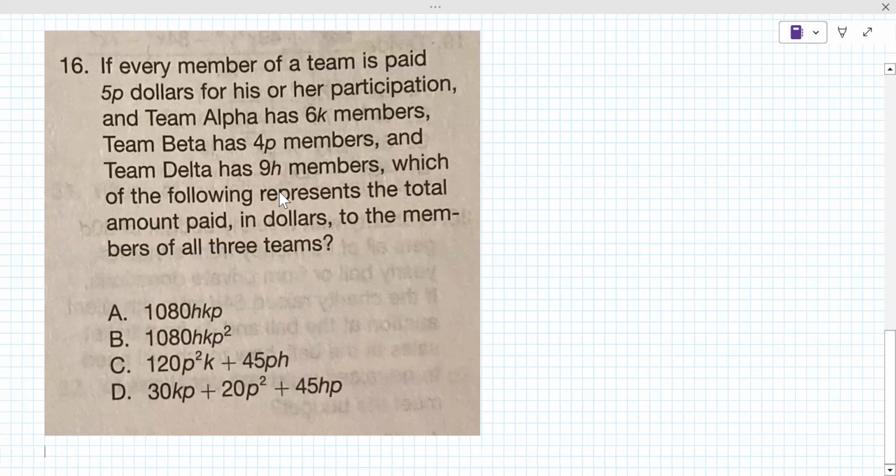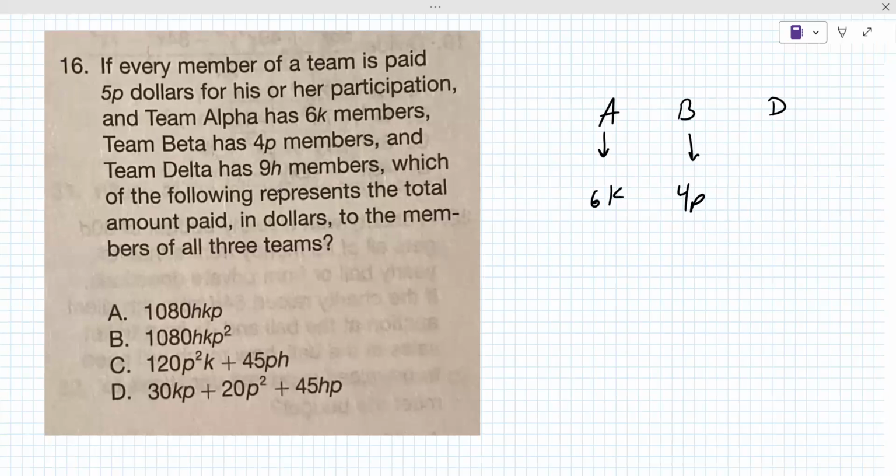Okay, so we might have to read it again here, but think of it this way. There's three teams. There's Team Alpha, Beta, and Delta. And Alpha is 6K, Beta is 4P, and Delta is 9H.